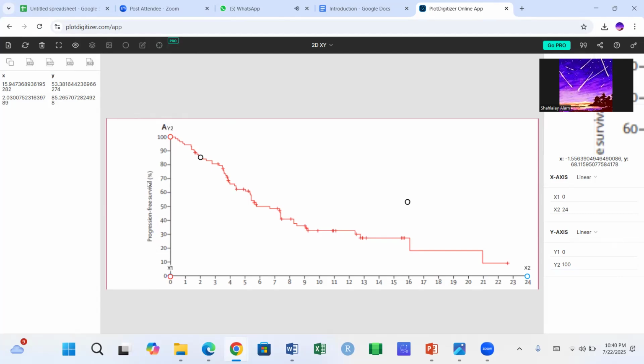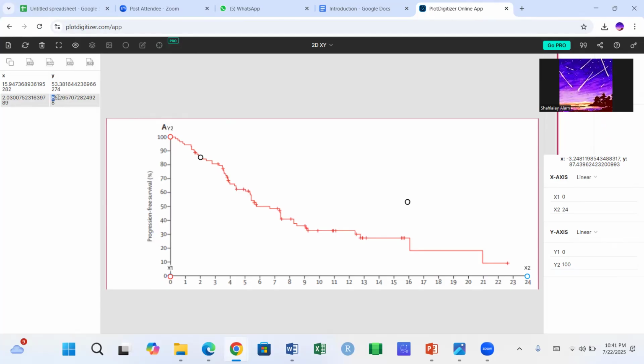Let's say I'm extracting this progression-free survival for the main group. I'll import this graph to plot digitizer, calibrate it, and then move towards the point at which I am extracting. For example, it was written in the extraction sheet to extract PFS at 2 weeks, second week. So I moved my cursor until I reached the 2 point on the x-axis, and I was looking here. Once the second point was reached, I just clicked it and got this value.